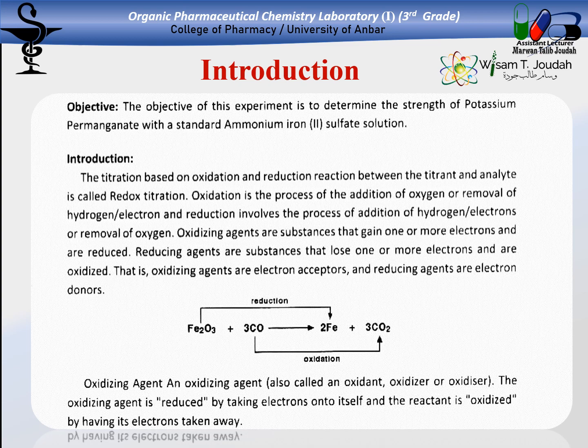The introduction: the titration based on oxidation or reduction reaction between the titrant and analyte is called a redox reaction. يعني راح يصير عندنا عملية أكسدة واختزال at the same time. Oxidation is the process of the addition of oxygen or removal of hydrogen or electrons, and reduction involves the process of addition of hydrogen. So بالoxidation عملية removing, it could be for hydrogen or oxygen. بالنسبة للreduction راح تكون involved the process of addition of hydrogen or electrons or removal of oxygen. فتصير عملية losing and gaining of electrons.